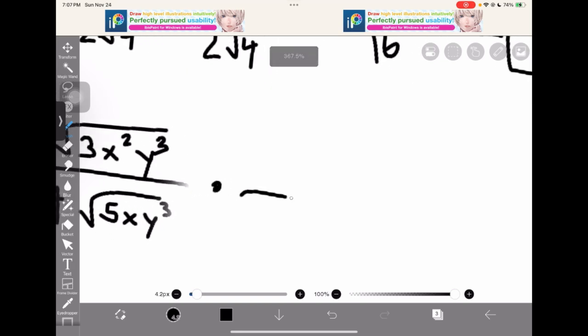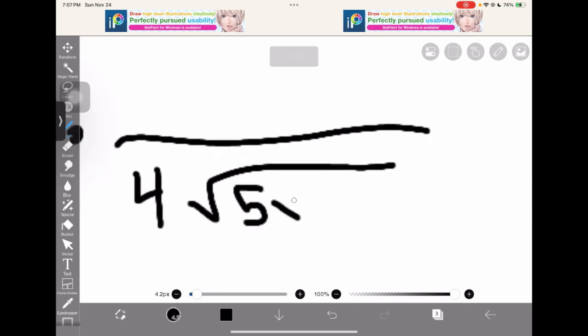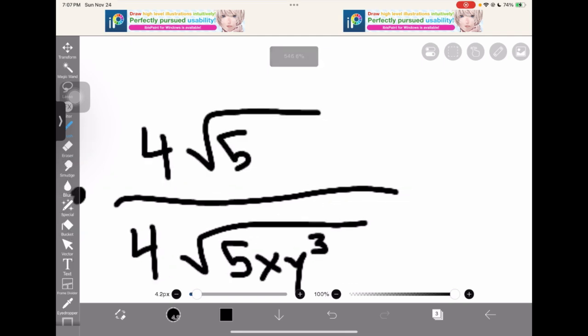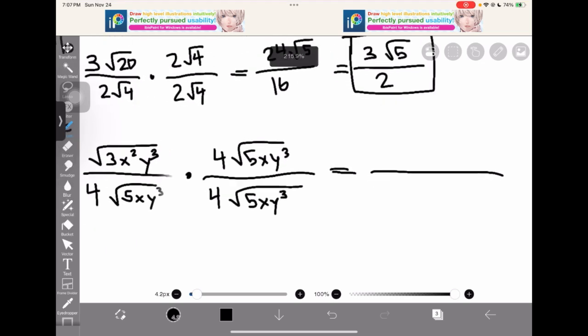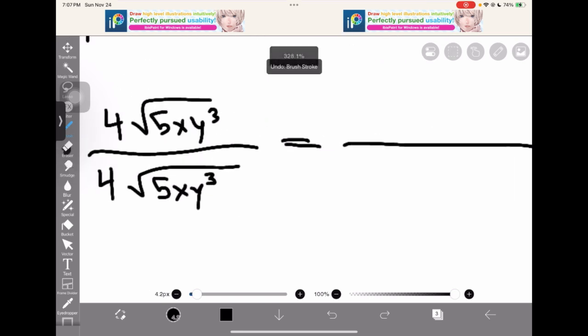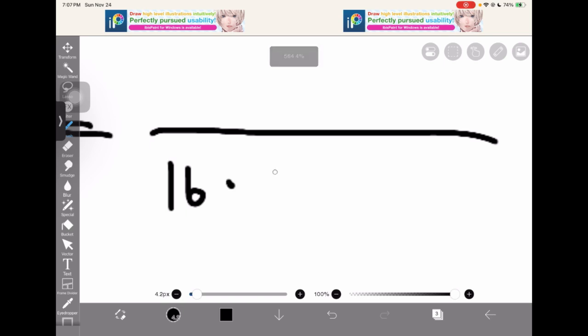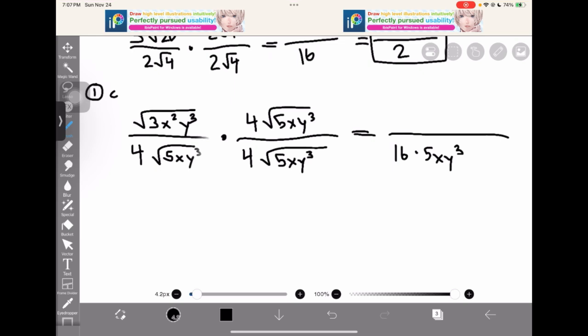Same case again as 1B and 1A. Just copy the same thing over here as well as the top. Then we just multiply from there. This is equal to, so from here it's 16 because 4 times 4 is 16. 16 times 5xy cubed. Now the reason we put that here is because square root of 5xy cubed times square root of 5xy cubed is just 5xy cubed. And 4 times 4 is 16.